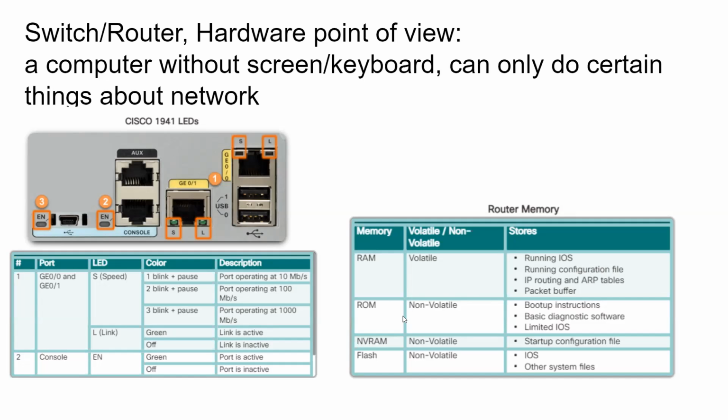And then your ROM is non-volatile. This basically has all the boot up instructions, your basic diagnostic software, and your limited IOS. And then NVRAM is your startup config file. So basically, what does it do when you start it up? And then your flash is also non-volatile. It holds the IOS and other system files.